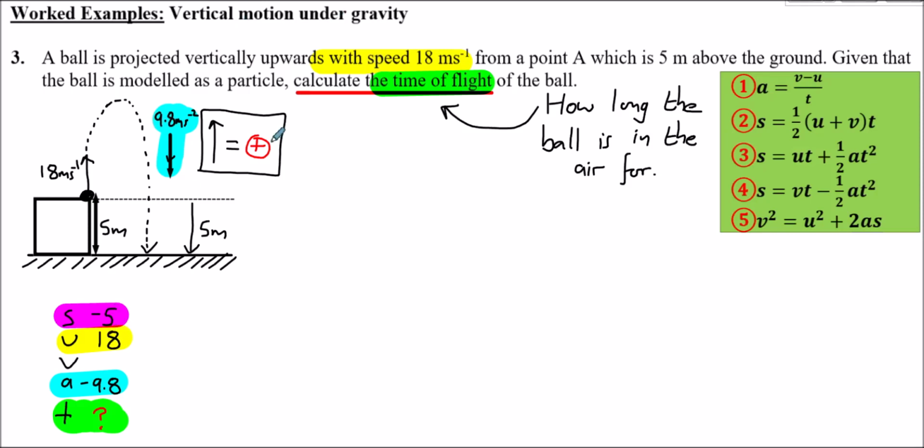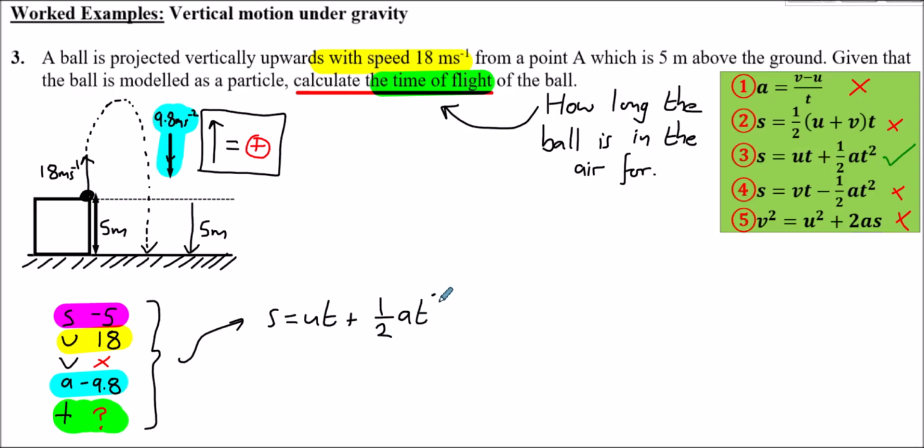The end velocity, the speed when it hits the ground, we don't know, we're not asked for it, we don't need to know it, so we can just cross it off. Now we need an equation which doesn't involve v, so let's cross off anything involving a v. S equals ut plus half at squared seems the most common one to use. So I'm going to go for this one. Let's fill in what we know.